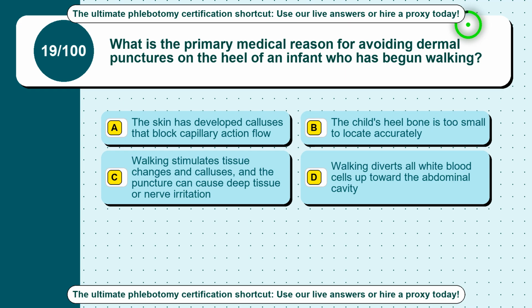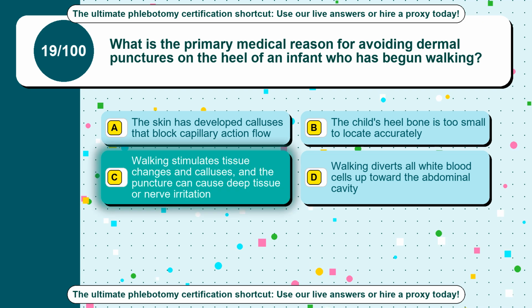Question 19. What is the primary medical reason for avoiding dermal punctures on the heel of an infant who has begun walking? Option A, the skin has developed calluses that block capillary action flow. Option B, the child's heel bone is too small to locate accurately. Option C, walking stimulates tissue changes and calluses, and the puncture can cause deep tissue or nerve irritation. Option D, walking diverts all white blood cells up toward the abdominal cavity.